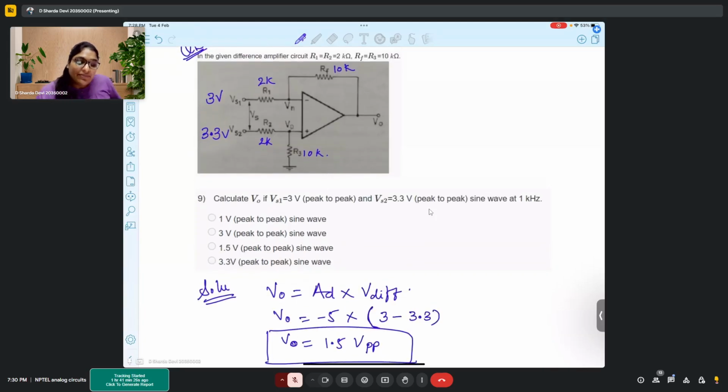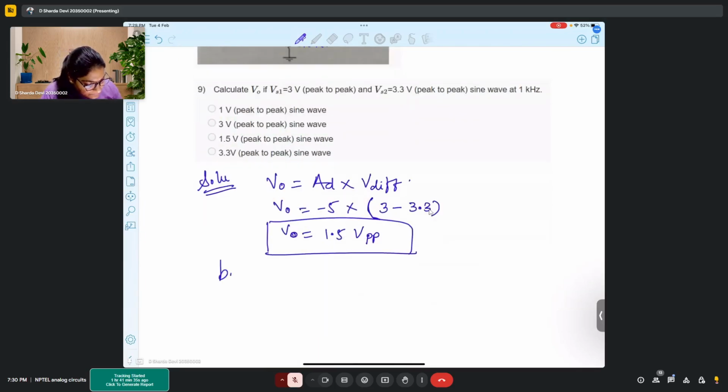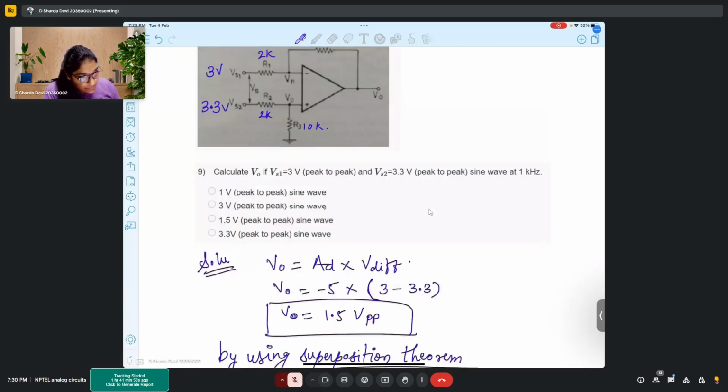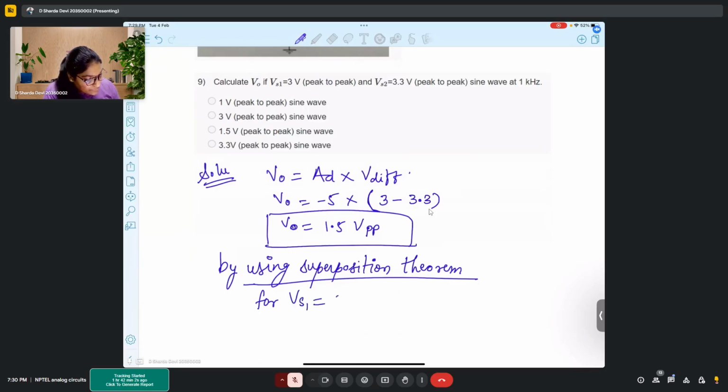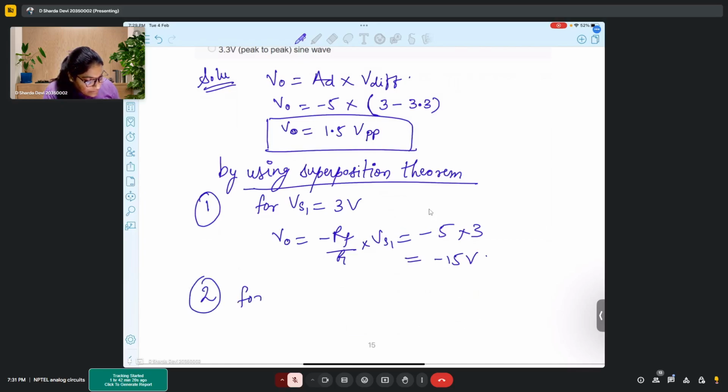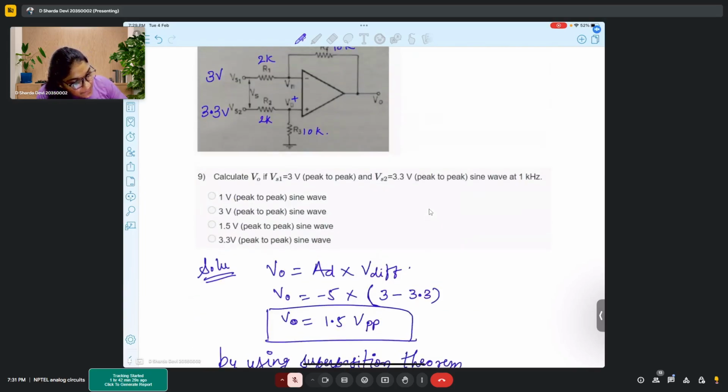Now the same thing, let's do it using the superposition theorem, because solving with superposition becomes much easier when you have the values in hand. That is the only thing. So by using the superposition theorem, for Vs1 equal to 3 volts, V naught is minus Rf by R1 into Vs1, that is minus 5 into 3, which is minus 15 volts. Now second, for Vs2 equal to 3.3 volts, this V plus needs to be calculated.